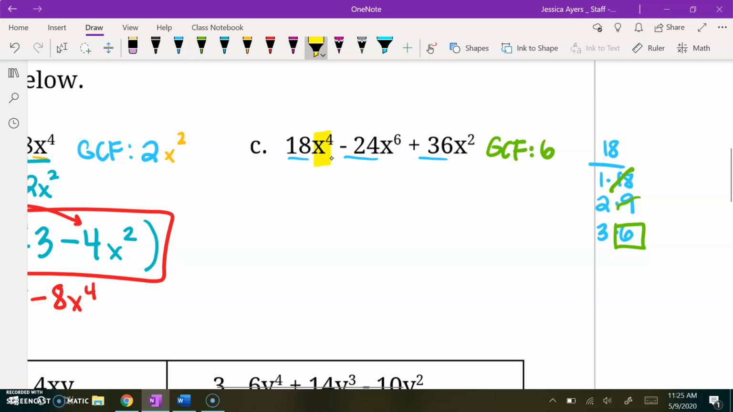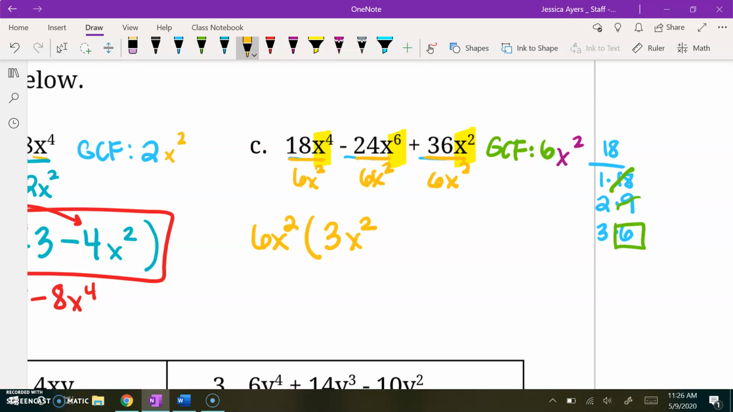When we look, we see that each one of them has an x value. So the smallest x value is x squared. We will now divide by 6x squared to everything. So writing our 6x squared out front, opening our parentheses. 18 divided by 6 is 3. If I have 4 x's, I take 2 x's out, then I'm left with 2 x's. 24 divided by 6 is 4. I have 6 x's, I take 2 out, I'm left with 4. And 36 divided by 6 is 6. I have 2 x's, I take 2 out, I'm left with none.